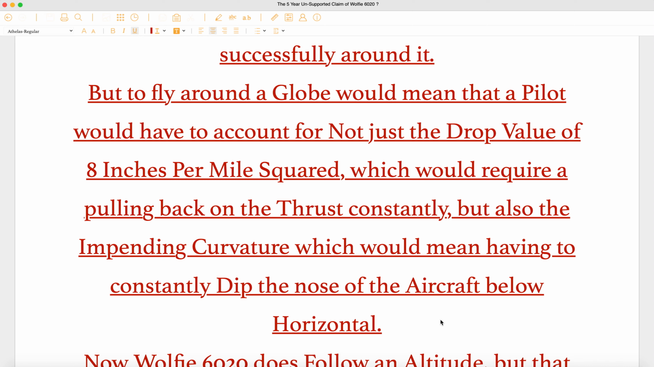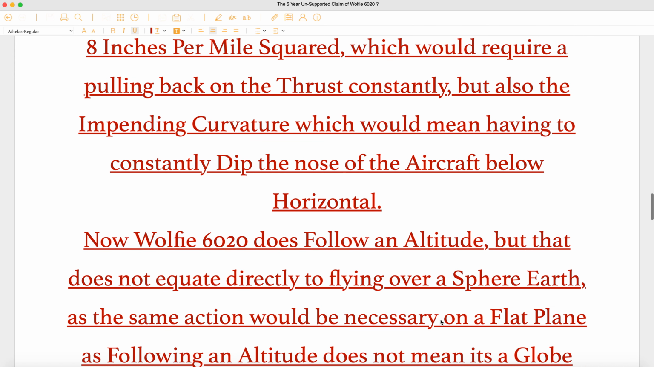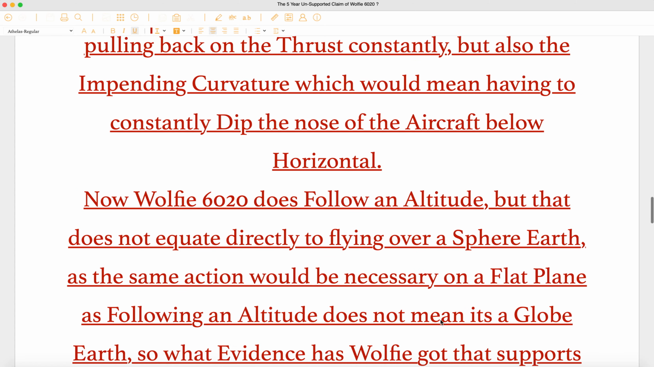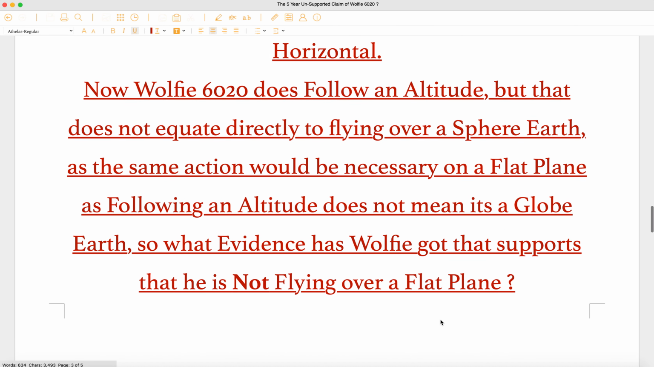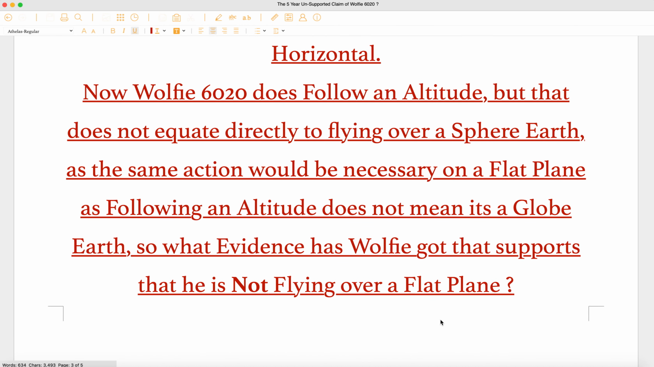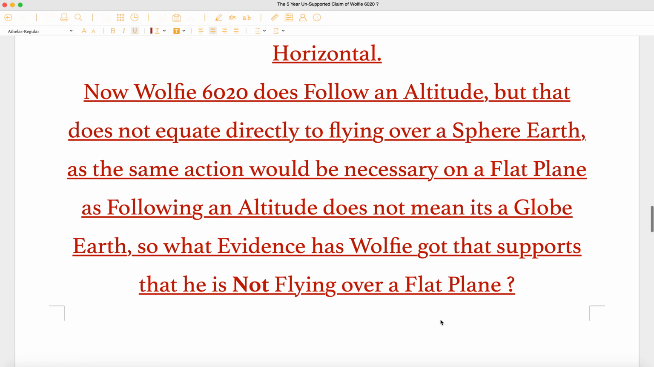So when he's flying, let's say a commercial airliner is flying 4,000 miles, right? Because they fly a large distance. When they're flying several thousand miles, on the globe Earth, that's a good section of the globe. So there would have to be a huge amount of pitching down for the curvature, accounting for the curvature, and obviously accounting for the drop. Now he has said that he does pitch down. This is what he has said in his 2016 video.